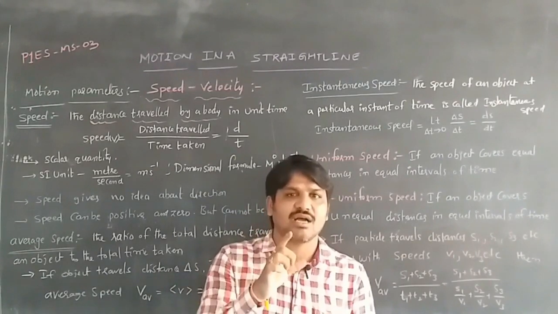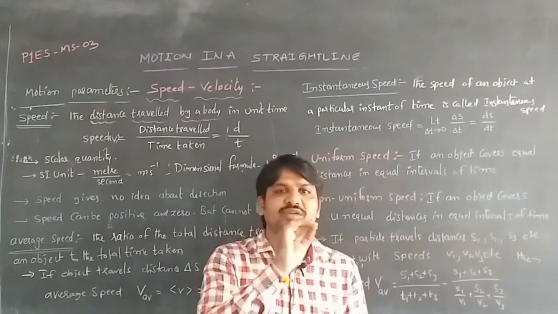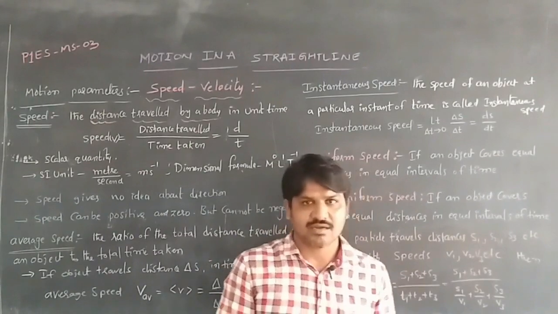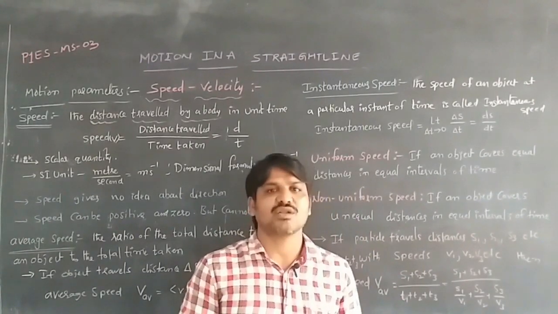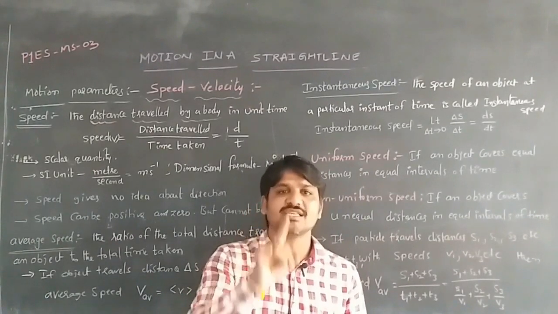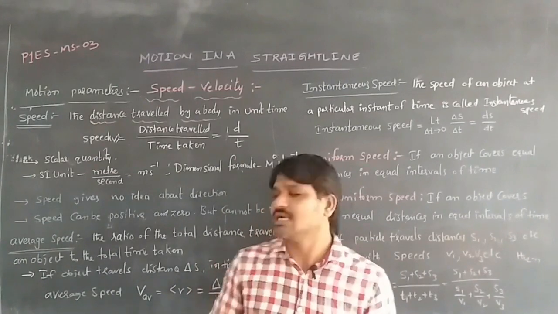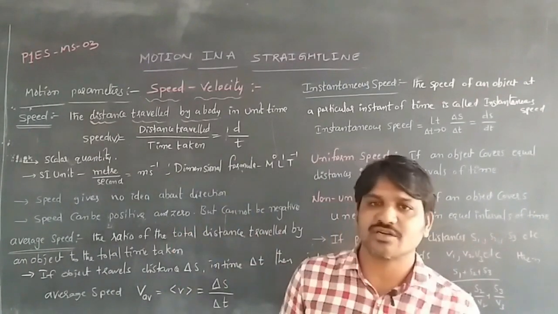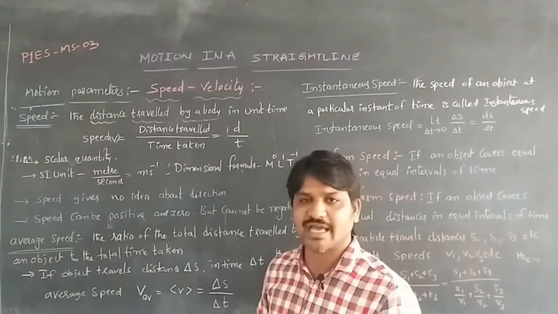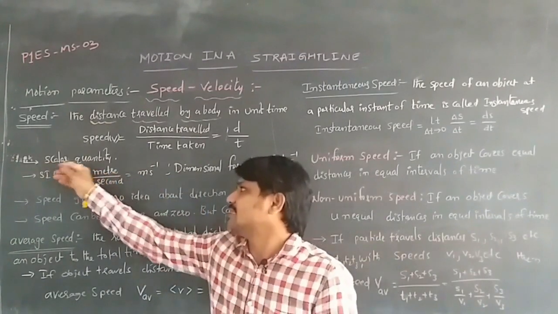In the speedometer we see km/h, that is kilometers per hour. If we are going at 60 km/h, we cover 60 kilometers in 1 hour, which means 1 kilometer per 1 minute. Speed does not give any idea about the direction of motion of the body; it has only magnitude. So it is a scalar quantity.